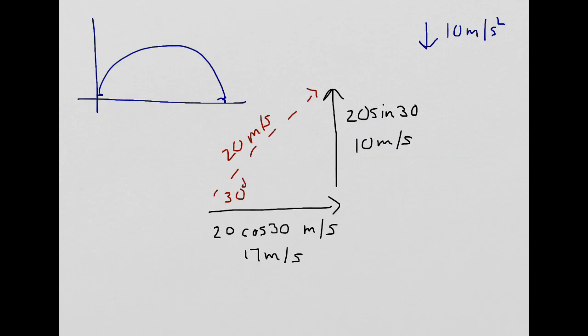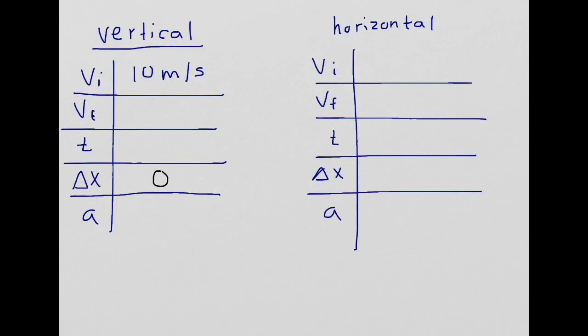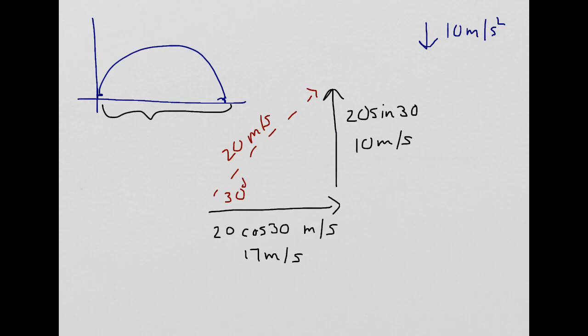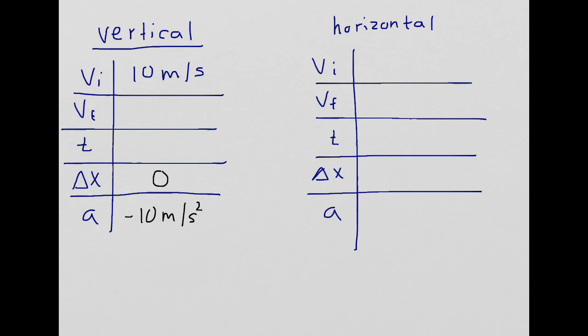Notice that my horizontal displacement for total flight time is not 0. I definitely move significantly over to the right looking at this diagram. Okay, and then acceleration in the case of vertical movement is gravity, which is in the opposite direction as the vertical component, so we will say it's negative 10 meters per second squared. Okay, now let's look at the horizontal component. So we know that the initial velocity with respect to the horizontal is this, 17 meters per second.